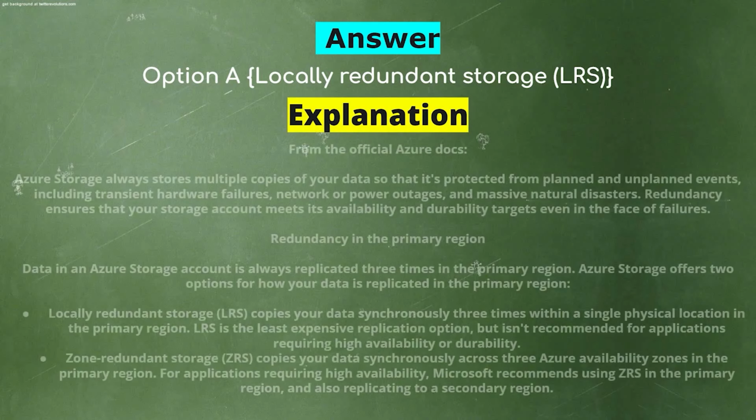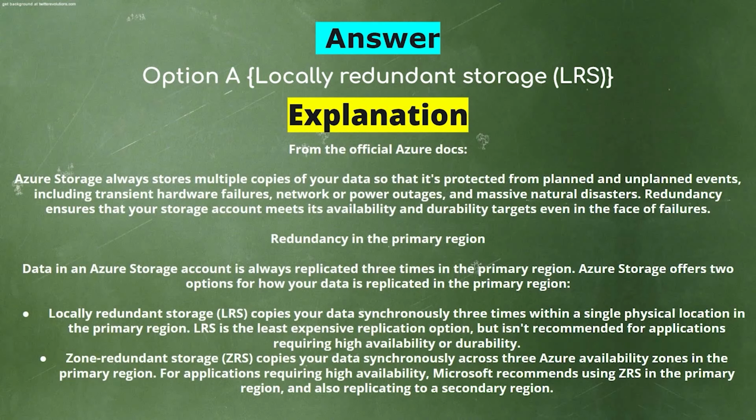Explanation. From the official Azure docs, Azure Storage always stores multiple copies of your data so that it's protected from planned and unplanned events, including transient hardware failures, network or power outages, and massive natural disaster. Redundancy ensures that your storage account meets its availability and durability targets even in the face of failures. Redundancy in the primary region. Data in an Azure storage account is always replicated 3 times in the primary region.